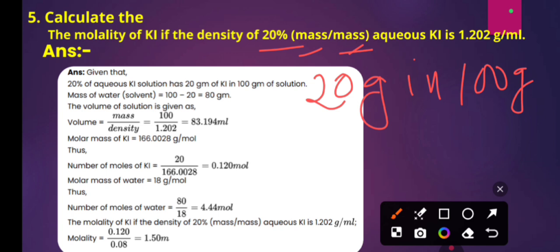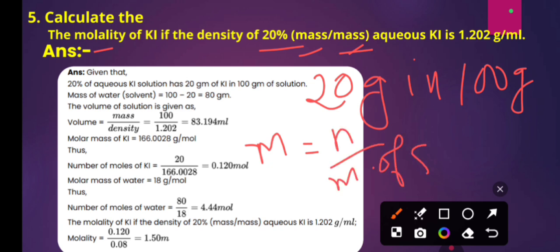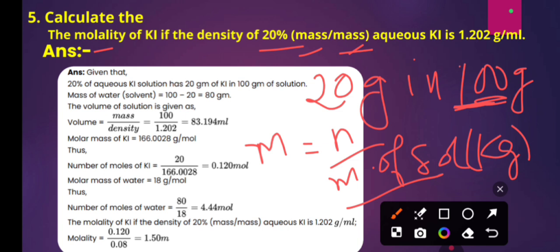So you can solve the molality very easily, because what is the formula of molality? It is equal to moles by mass of solvent, in kilogram. But here it is given in gram, and this is the value of solution, 100 gram. So you have to calculate the mass of solvent. How can you solve? 100 minus 20. Mass of water is equal to 100 minus 20. Solution minus solute will give the mass of water. So that value you can keep down, mass of solvent.